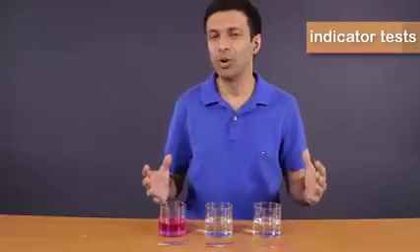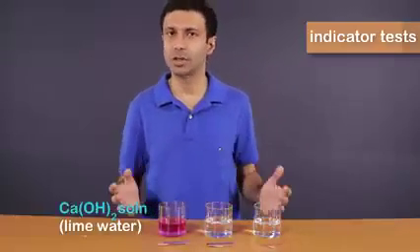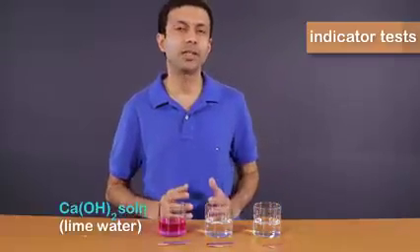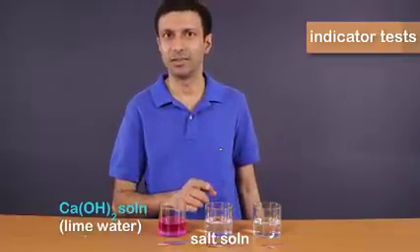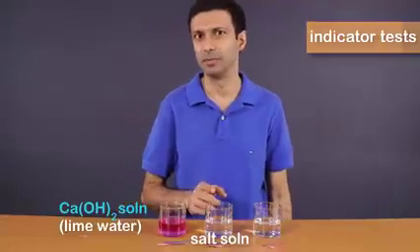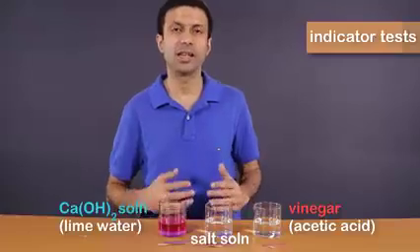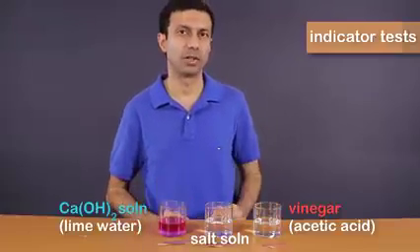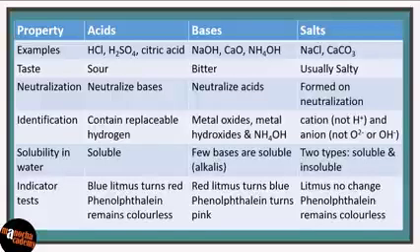Now I can share with you what I actually added to these three glasses. In the first glass, I added calcium hydroxide solution, commonly known as lime water. In the second one, I put salt, that is sodium chloride and water. And the third glass contains vinegar, which is acetic acid dissolved in water. Let's fill in the results of our indicator tests, the litmus and phenolphthalein tests, in our table.